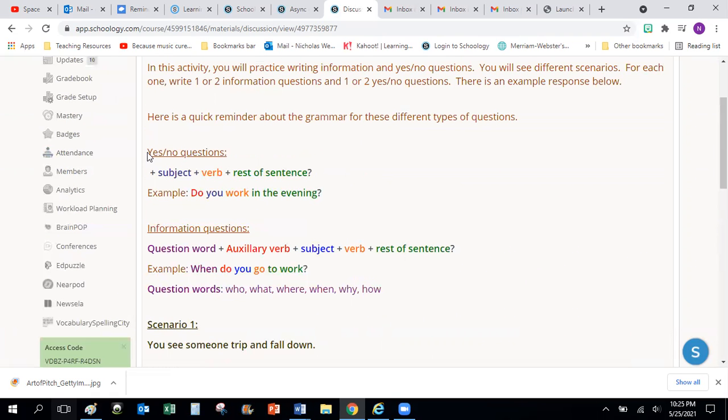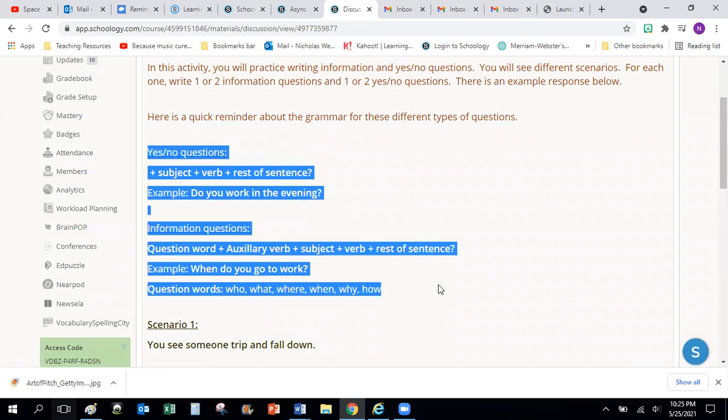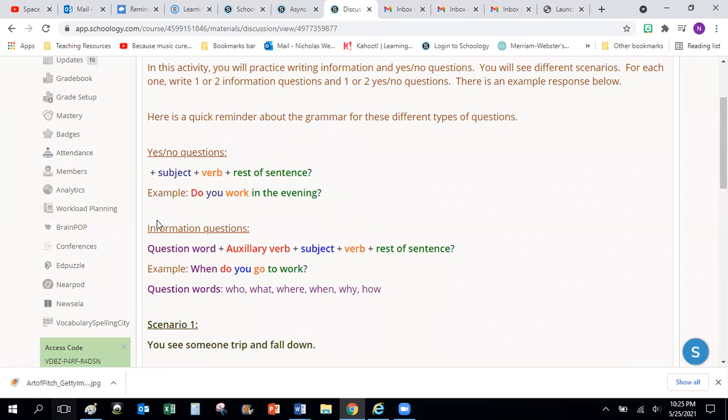Here is a reminder about the grammar for yes/no questions and information questions. Okay, so hopefully this can help you to remember how to write these and not have any trouble.